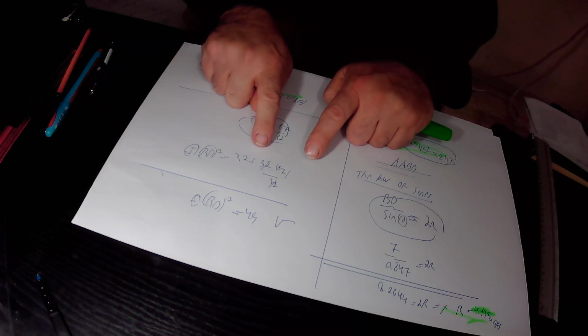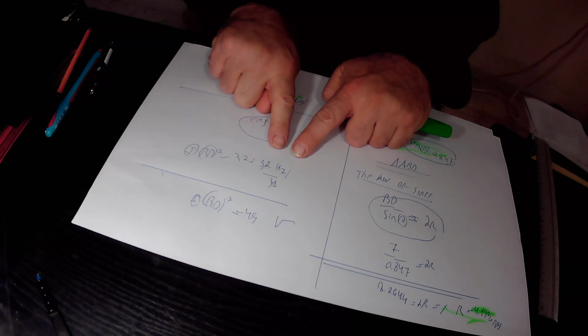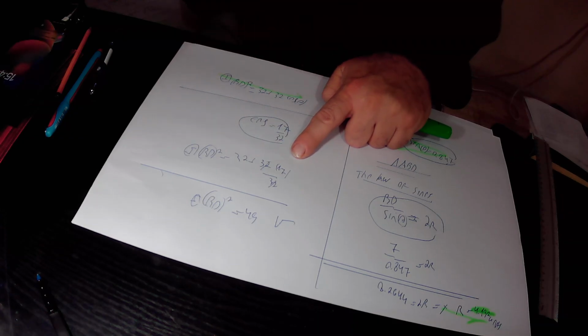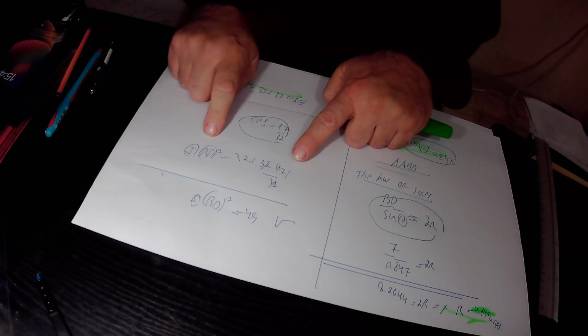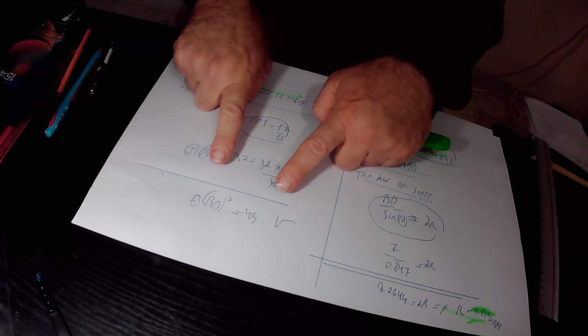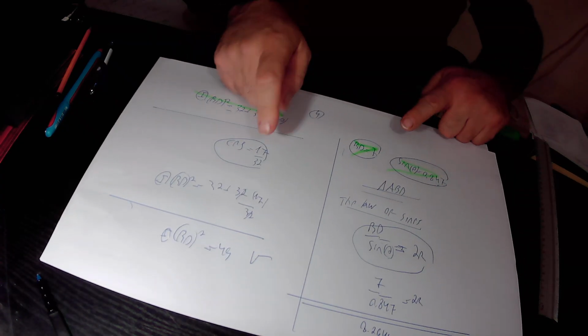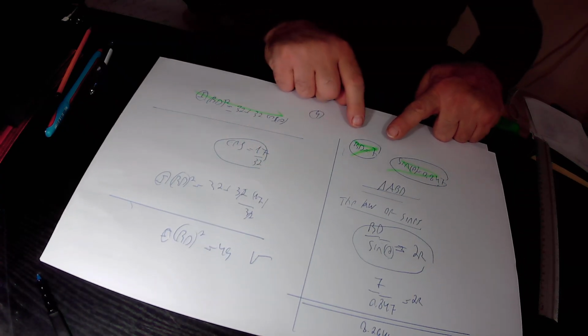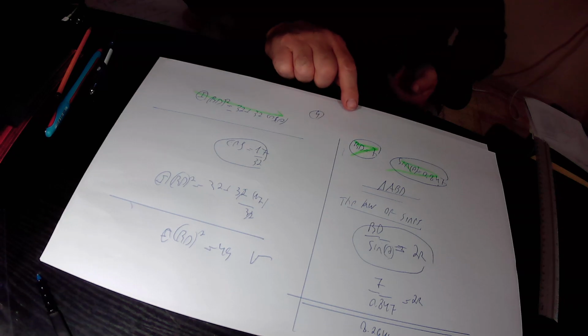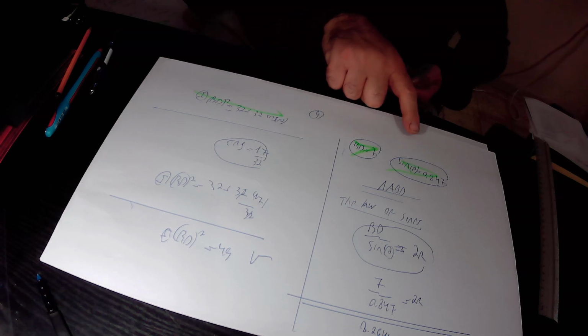We have 32 in the numerator and 32 in the denominator, so the 32 gets cancelled. Here we are left only with 17. So in total we found out that BD squared equals 32 plus 17, which is 49. Taking the square root, BD equals the square root of 49, that is 7. BD equals 7. And we also found out that sin theta equals 0.847.